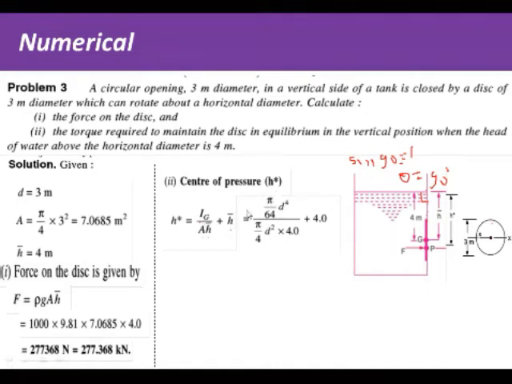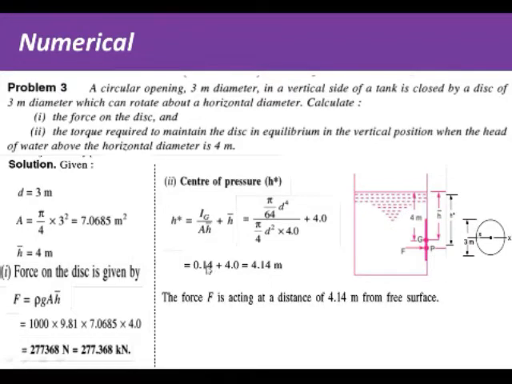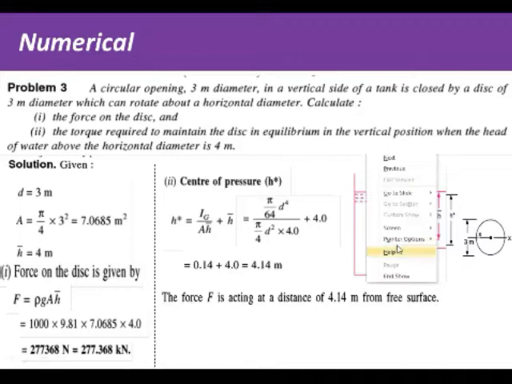So put all the values. Ig is pi by 64 d to the power 4, divided by area, which is pi by 4 d square, into 4, plus 4, the value of h bar. Here pi will cancel, d square will cancel with d to the power 4, and you can also cancel 4 with 64, so you will have 16. On solving this equation, the value of h star comes out to be 4.14 meter. So the total pressure force F is acting at a distance of 4.14 meter from the free liquid surface.